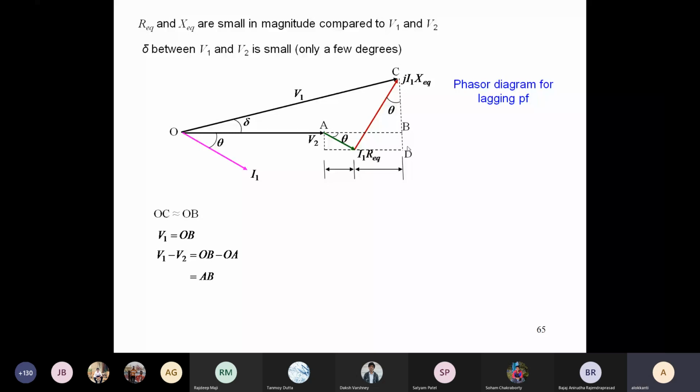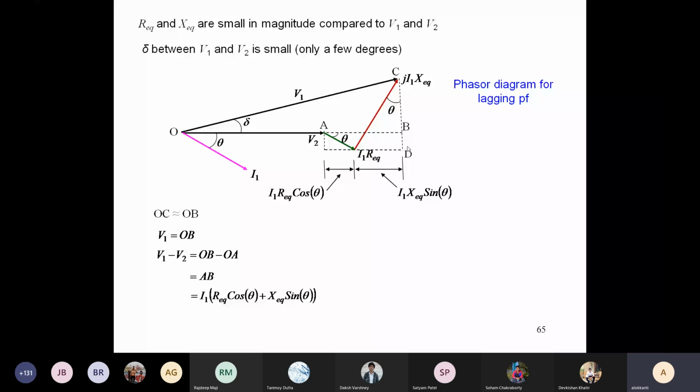So what is the first component? I1 Req cos theta. Simple geometry, trigonometry, all of you know this. Similarly, what is the next component? I1 Xeq sin theta. Okay, so these two added is basically equal to AB, which is the numerator of the regulation equation. So you have got the AB.